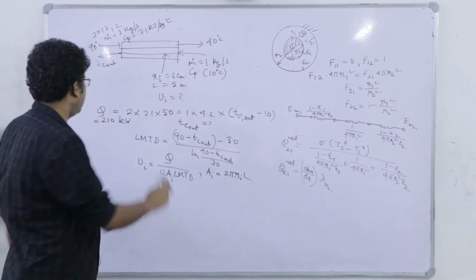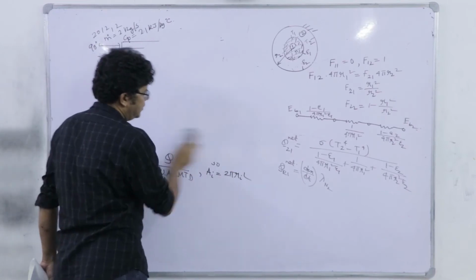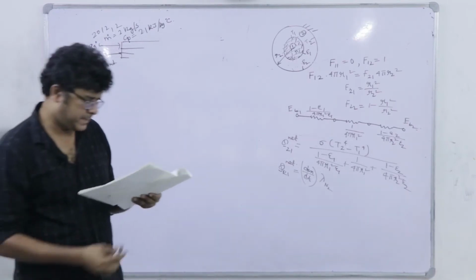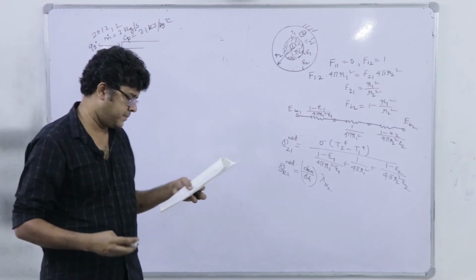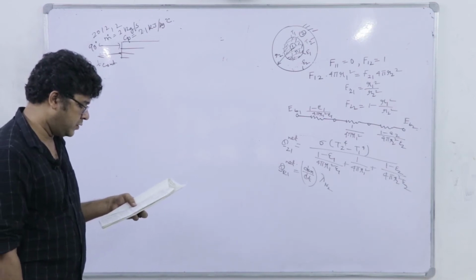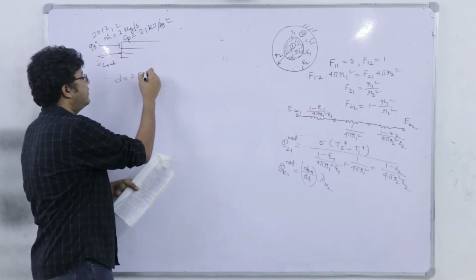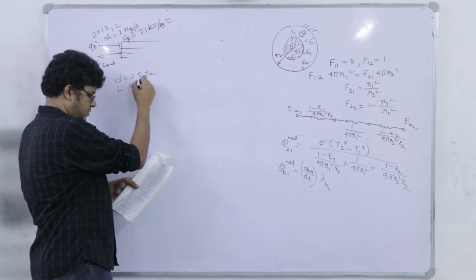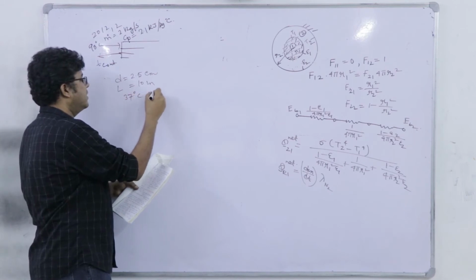See, this is an old 5 marks problem from before 2002, but we should solve this. Air flows through a smooth tube. The diameter is 2.5 centimeter, length 10 meter, at 37 degree.